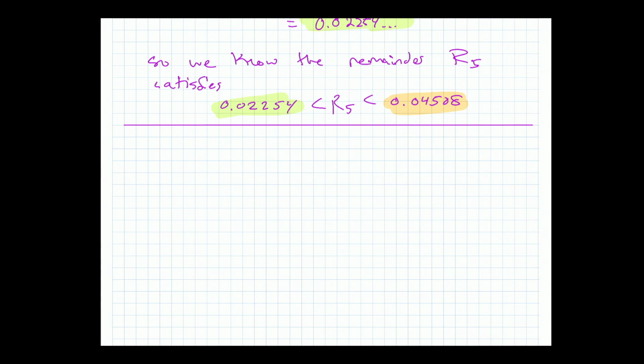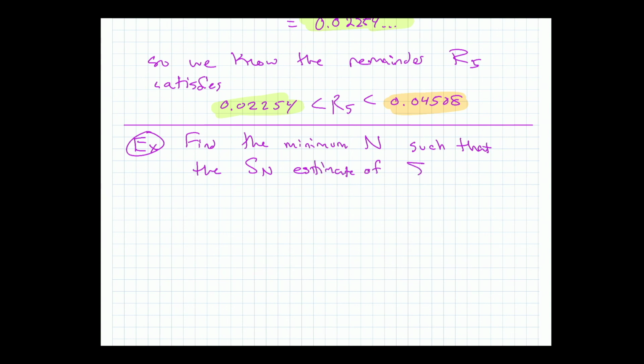All right. So here's another type of question, though. They say, find the minimum n such that the Sn estimate of the sum of 1 over 3 to the n to the 6 is accurate to within 0.001.